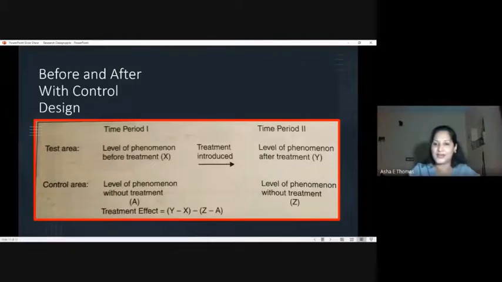Here you look at the result: Y minus X for the test area, minus the result for the control area, that is Z minus A. If there is no difference, we say it is not effective. If there is a difference shown by these two groups, for example if the test group people are less affected by COVID-19, we can say that the vaccination had some impact in controlling the respondent being affected by the disease. That is what we call the before and after with control design, which is considered the most sophisticated method among all informal experimental designs.